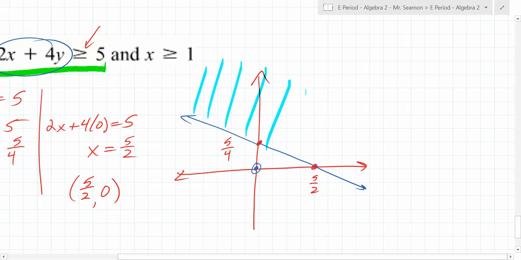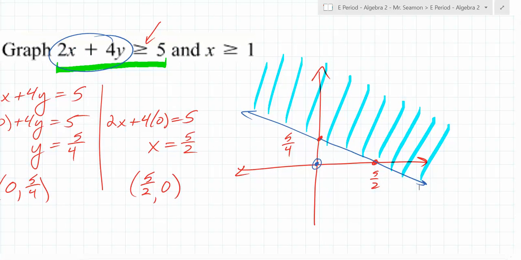Here we're shading. Now, what else do we have to graph on this? x is greater than or equal to 1. We have to graph that. x equals 1. Is that horizontal or vertical, Alex? So give me 1 point that is. Where does x equal 1? Right about here. Here's 1.